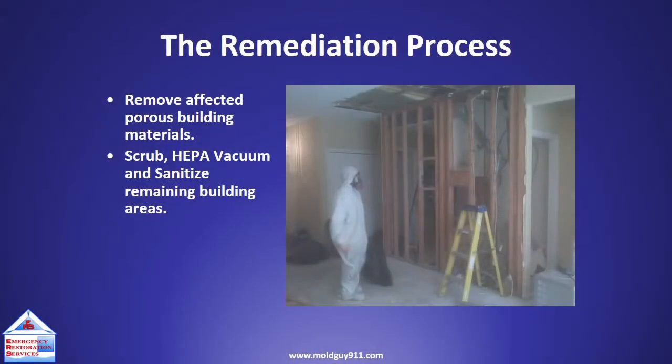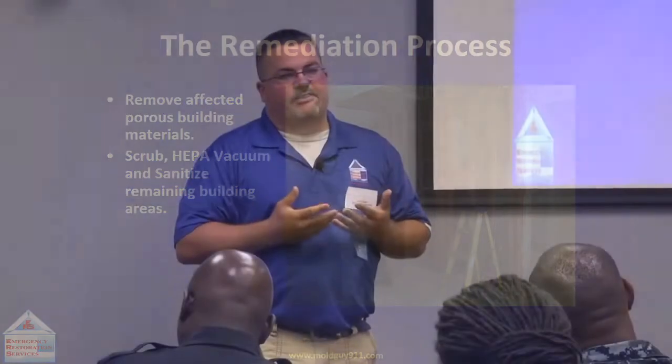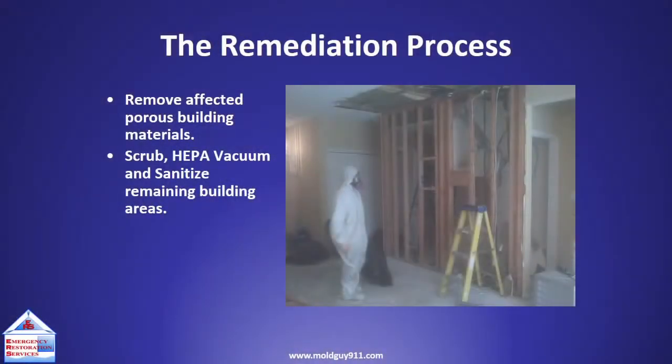And this is that same unit that we were looking at. They've removed the drywall. Drywall is considered porous by every standard, and there's no way to physically clean drywall. It has to be removed and disposed of. So in this case, they've removed the drywall. All the framing is then sanded, HEPA vacuumed, and scrubbed. It's treated with a biocide, which is a chemical that's used to kill mold, to make sure that there's nothing else that's going to grow after we're done, and we sanitize the remaining furnishings and fixtures in that area.